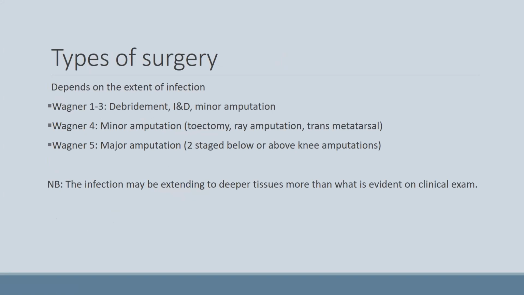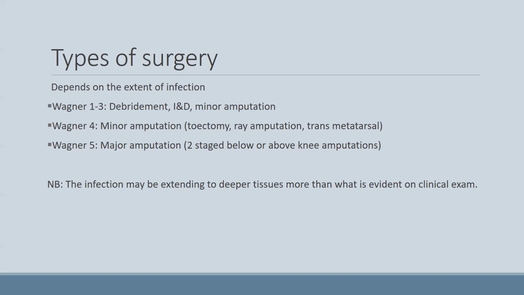So now types of surgery depends on the extent of the infection. So this is now a guideline to say patient with Wagner 1 or 3. So this is a patient who has either a superficial wound or the patient has an abscess within the forefoot. So this patient can be offered a debridement or even an incision and drainage if it's an abscess. However, if the patient has Wagner 1 to 3, but also has osteomyelitis on X-ray, meaning there's bony involvement, this patient will most likely benefit from amputation.